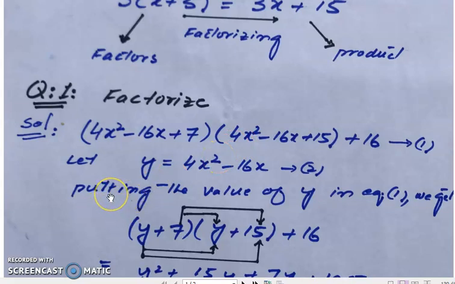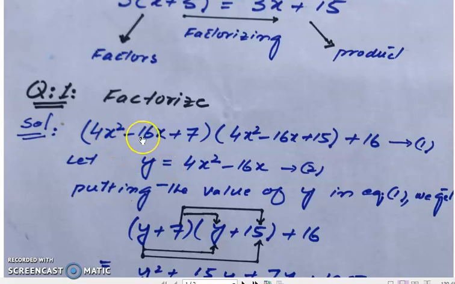So, as we know, factoring a polynomial means separating a polynomial into its component polynomials. Sometimes when polynomials are particularly complicated, it is easiest to substitute. So we have taken a substitution.